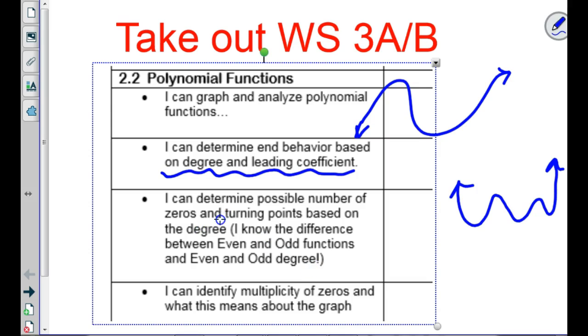We're going to talk about the degree being even or odd and the multiplicity being even or odd and the difference between that and an even or odd function. So we're going to have 3 different ways we use the words even and odd today.